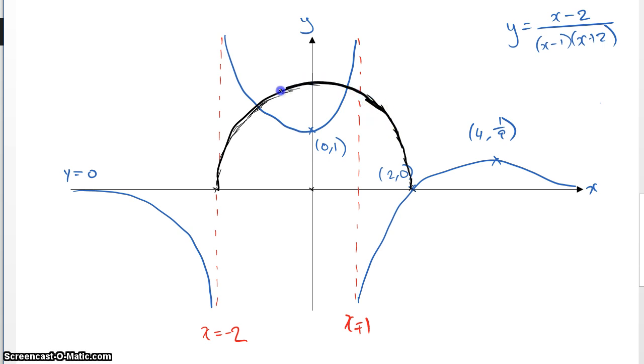So I get something that looks like this, right? This is minus 2, 0. And this point here, 0, 2. Right? So how many real roots will this equation have? Well, you can see that it intersects here, here, and here. So this is going to have 3 real and distinct roots.